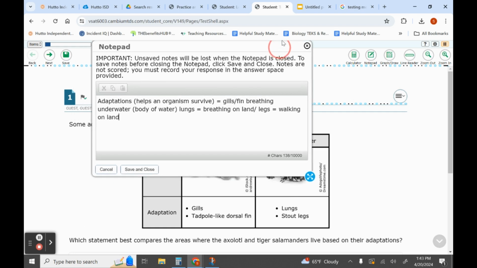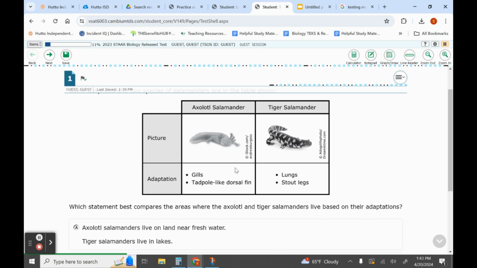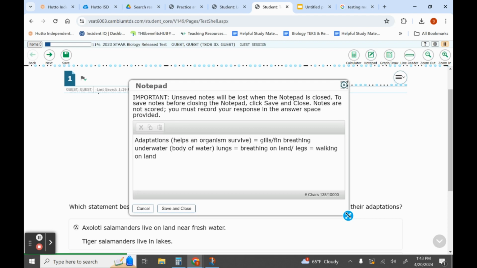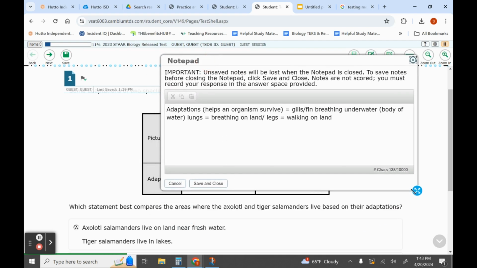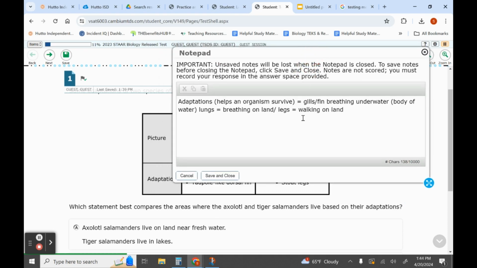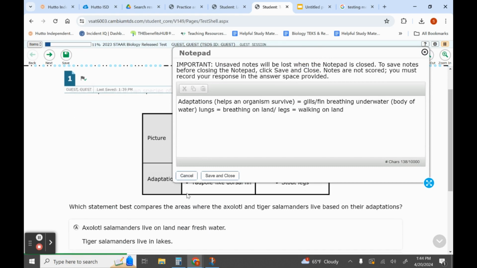All right, now that I have that, now I'm just going to look at my answer choices, so I can hit save and close that. And that's always going to be for me to refer. And if I wanted to leave it up, you can make it smaller. You can move it around. You can make it bigger. You can still have it up and scroll. So I know the axolotl has the gills. So let's just start looking at my answer choices.